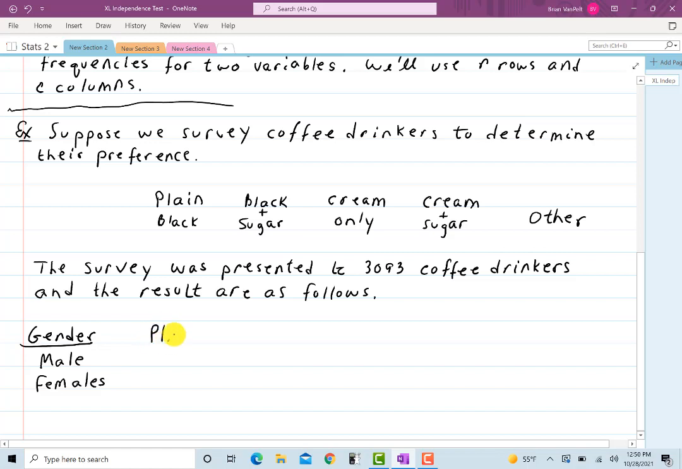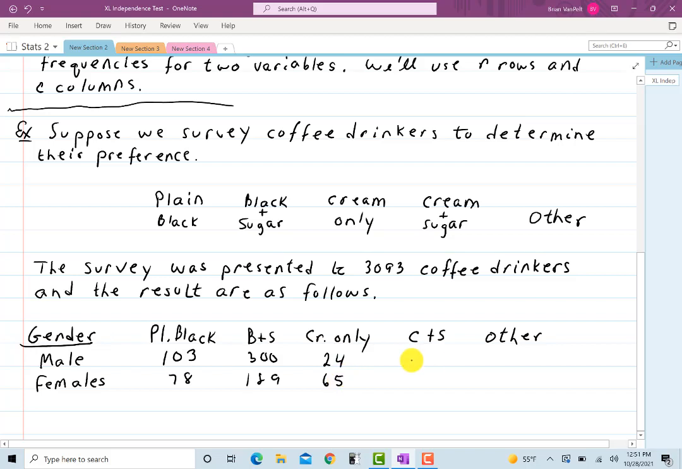And then we have our plain black coffee. We have our black with sugar. We have cream only. We have cream and sugar. And then other. And here were our numbers. For plain black, we had 103 males, 78 females. For black and sugar, 300 males, 189 females. Cream only, 24 males, 65 females. Cream and sugar, 1,000 males, 957 females. And for the other category, 213 and 164.